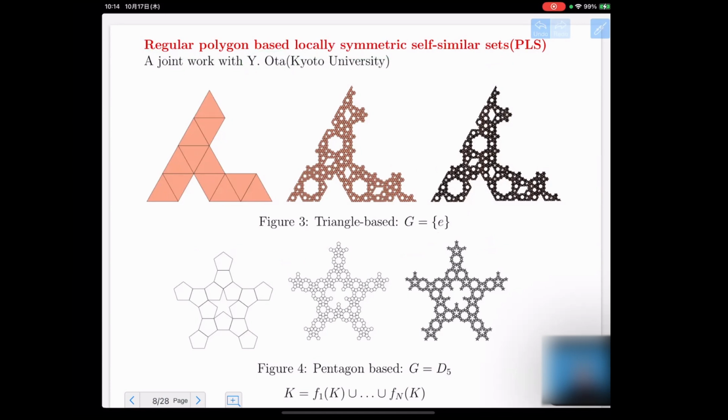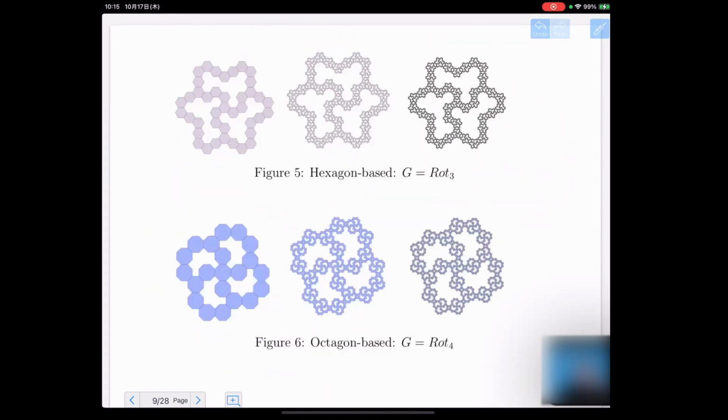The new examples are: this is a cell set based on starting with the triangle, and this is starting from a pentagon. You see, this has the full symmetry of the pentagon, but this has no symmetry of the triangle. Other new examples are this hexagon-based one, but the symmetry is smaller than the symmetry of the hexagon. And this is octagon-based, which also has a smaller symmetry: the rotation group of 90-degree rotation.